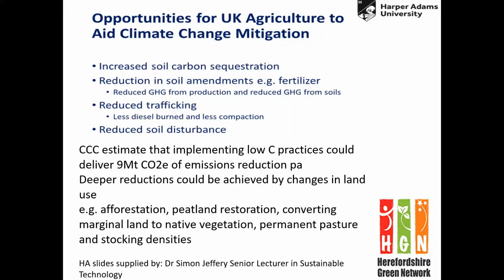And as I say, it's been estimated that if we could implement low carbon practices in agriculture, we could in fact significantly reduce carbon emissions from the sector itself, but also soak up carbon from other sectors. And we're looking at things like planting trees, like restoring peatlands, converting marginal land, so really non-productive agricultural land, back to native vegetation, keeping permanent pasture, and looking at the stocking densities of the animals that are grazing the land.